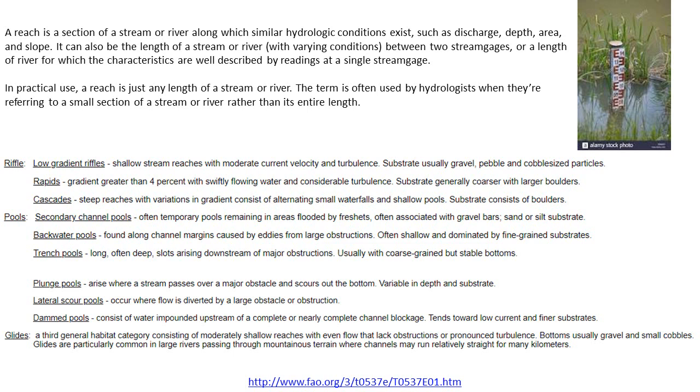Glides, a third general habitat category consisting of moderately shallow reaches with even flow that lack obstructions or pronounced turbulence. So, isa-isahin natin. So, yung riffle is meron siyang moderate current velocity and turbulence. Ibig sabihin, medyo mabilis yung agos ng tubig. At yung substrate niya is composed of gravel, pebble, and cobble-sized particles.